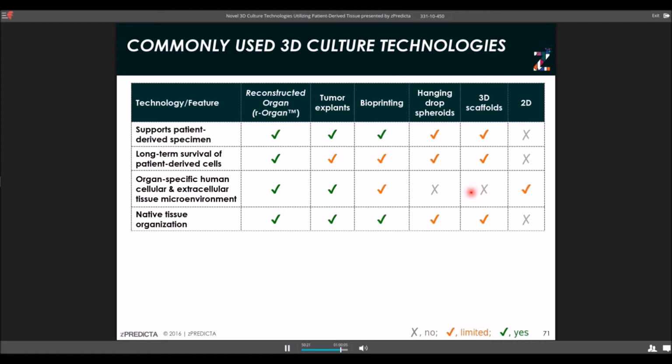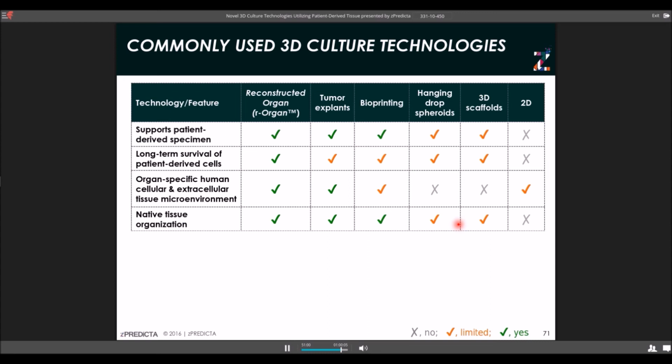3D synthetic scaffolds also don't provide organ-specific environment, and neither do hanging drop spheroids or any other spheroid-type models that do not supply the extracellular matrix. The bioprinted material can provide organ-specific environment if it's added into the bioink. Tumor explants, of course, bring in their own environment, which is organ-specific, and the reconstructed organ platform as well is specifically formulated for that.